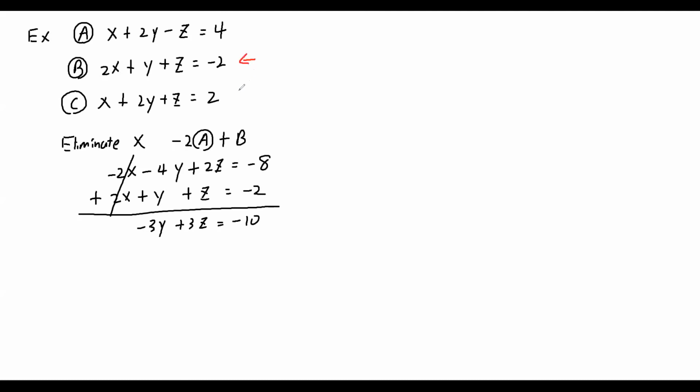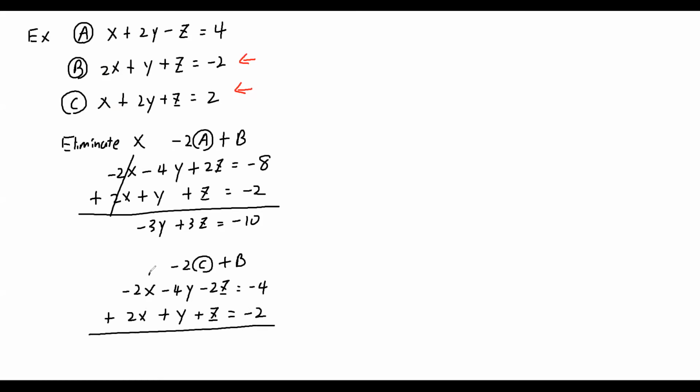So why don't we try equation B and equation C? How can we eliminate the x? What if we multiply equation C with -2 and add it to equation B? Multiplying -2 to equation C, we get -2x minus 4y minus 2z equals -4. And we add equation B, which is plus 2x plus y plus z equals -2.